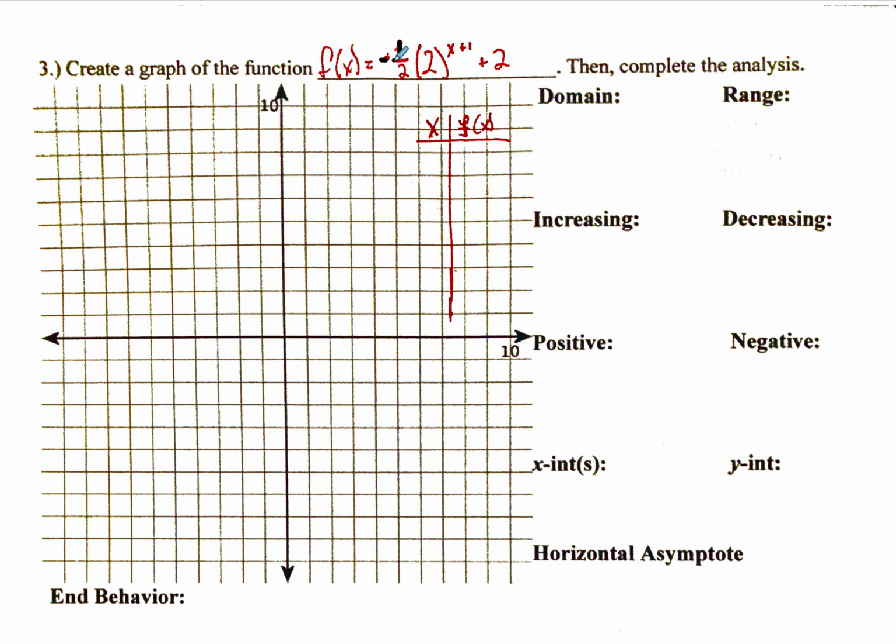It's negative 1/2 times 2 to the x plus 1, plus 2. Okay, so let's take a look.